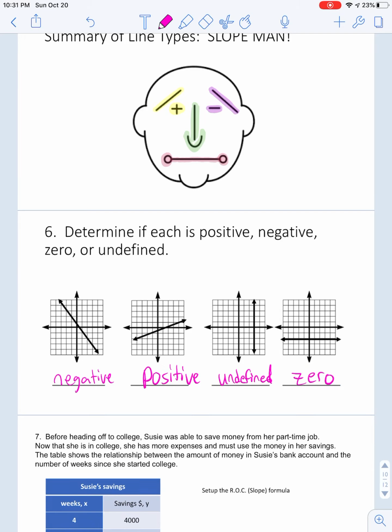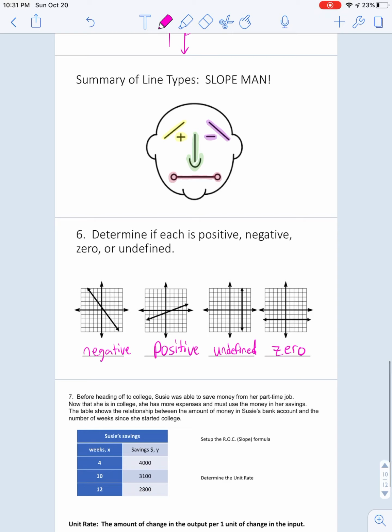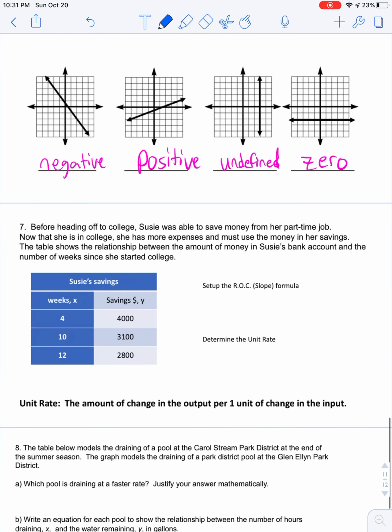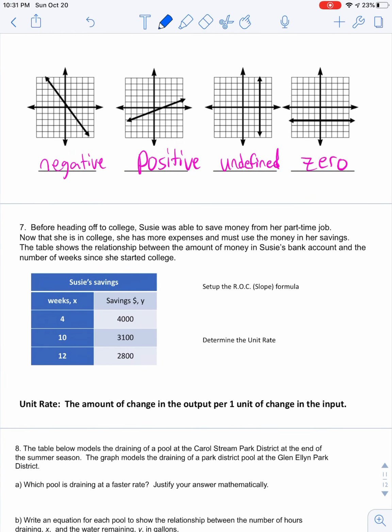So finally, to tie all this together, we're going to look at a couple of real-world problems that use the idea of slope. And when we're using the idea of slope in the real world, we don't call it slope, we call it rate of change. They mean the same thing. Okay, so before heading off to college, Susie was able to save money from her part-time job. Now that she's in college, she has more expenses and must use that money in her savings. The table shows the relationship between the amount of money in Susie's bank account and the number of weeks since she started college. What they want us to do is figure out the slope.